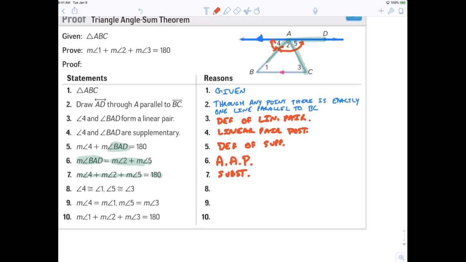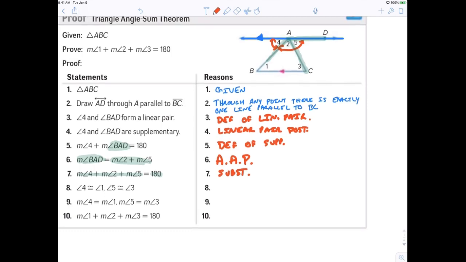Now somebody tell me why angle 4 is congruent to angle 1 and 5 is congruent to angle 3. Come on, somebody be brave. Why is 4 congruent to 1 and 5 congruent to 3? Tell us again. Alternate interior. Very good. Alternate interior angles are congruent.